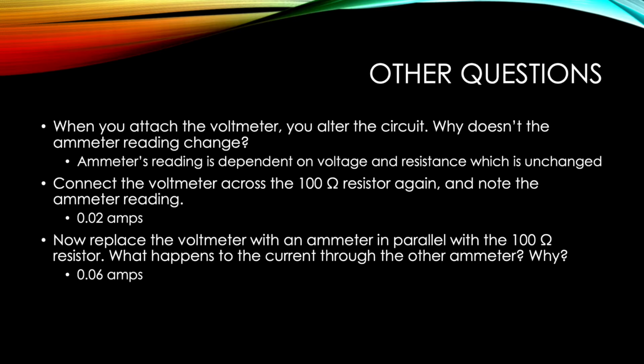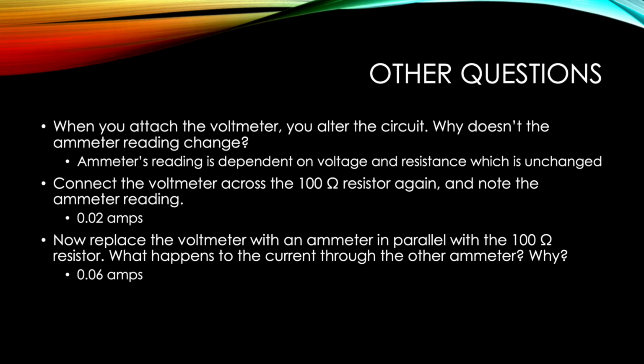The first question asks why adding the voltmeter doesn't change the reading on the ammeter. This is due to current only being dependent on voltage and resistance through Ohm's law, and neither of these values change due to the voltmeter. This is confirmed by showing that connecting the voltmeter across the 100 ohm resistor keeps the ammeter at 0.02 amps.